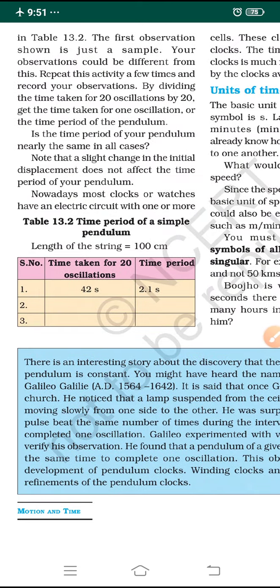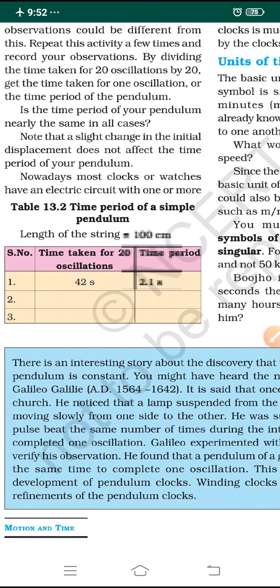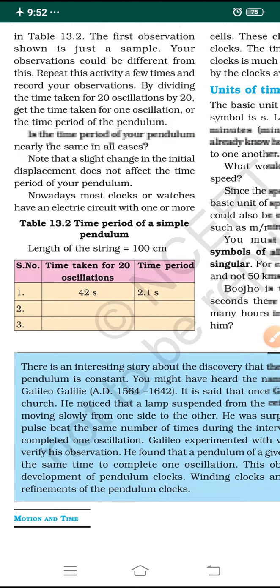This is table 13.2. It is very important. How do you calculate the time period of a simple pendulum, by using the formula? The length of the string is 100 centimeters. What is the time taken for 20 oscillations? Suppose you allowed it to move from point A to B, B to A. Yes, one oscillation completed. Again A to B it has gone, B to A it has come. Two oscillations, like that. What is the time taken for 20 oscillations here? 42 seconds is the first observation.